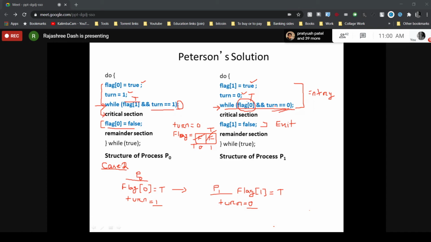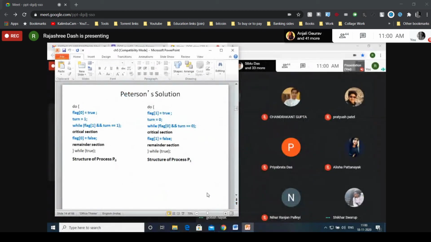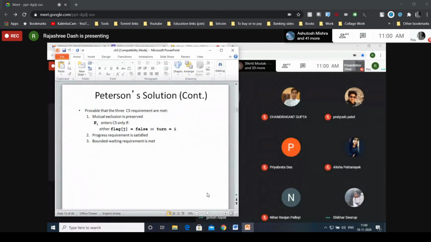Got the thing? Though both processes start their execution simultaneously, and they also simultaneously update the flag value and turn value, remember that at a time turn can store only one value. Either it can store the value 1 or it can store the value 0. So when both check their while statement, only one of them will get both conditions true, not both. Accordingly, only one process can enter its critical section. So automatically the mutual exclusion property is preserved.